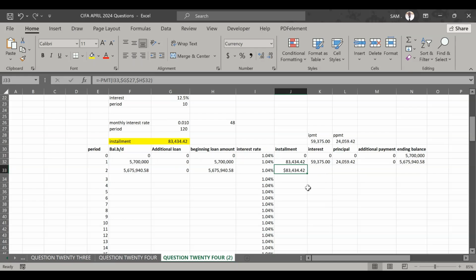like that. You can see I'm getting the installment equivalent to the one we got in period 1 because these other elements have not changed. The loan amount is still the same. Interest rate is still the same. The period of repayment is still the same. So you expect our installment to be the same.